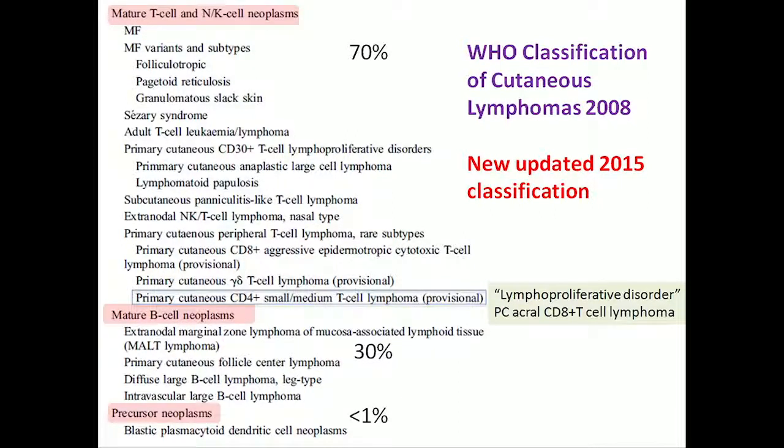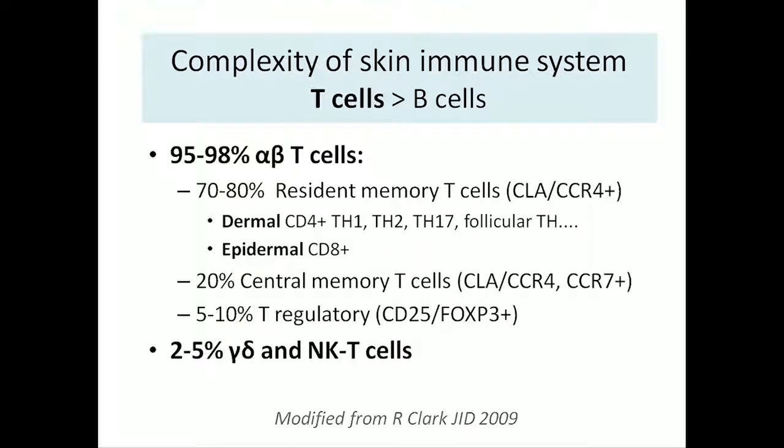So this is the WHO classification as it stands today. There is a new updated version coming up in the next few months that has very minor changes. It incorporates a new CD8 small-medium pleomorphic variant that's very acral and extremely rare. And they finally have recognized that the small-medium pleomorphic lymphomas are not true lymphomas, but more what they call lymphoproliferative disorders. We'll talk about this entity.